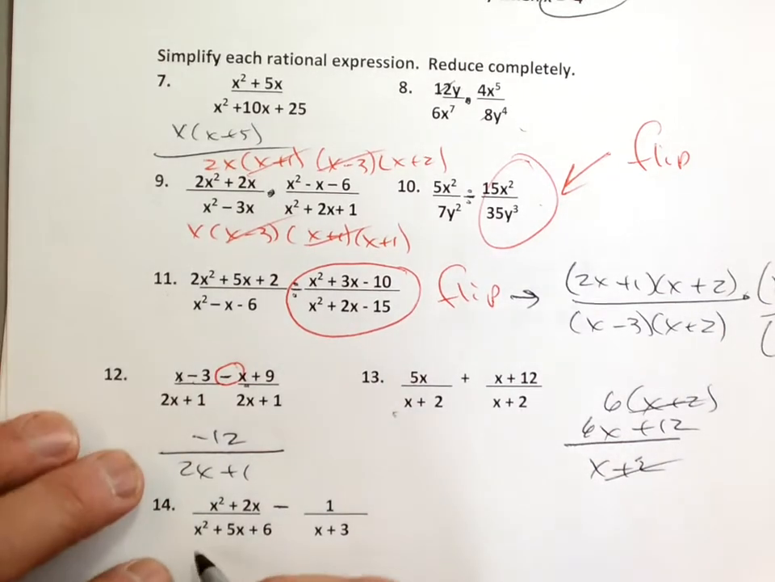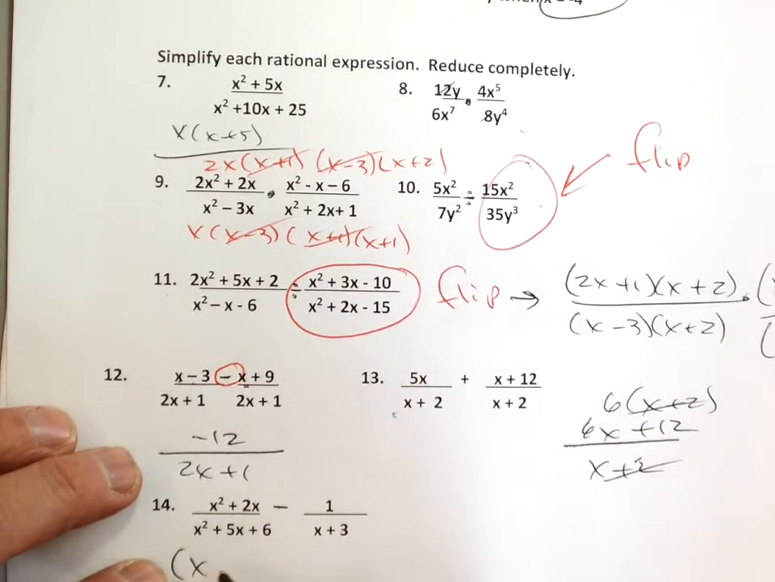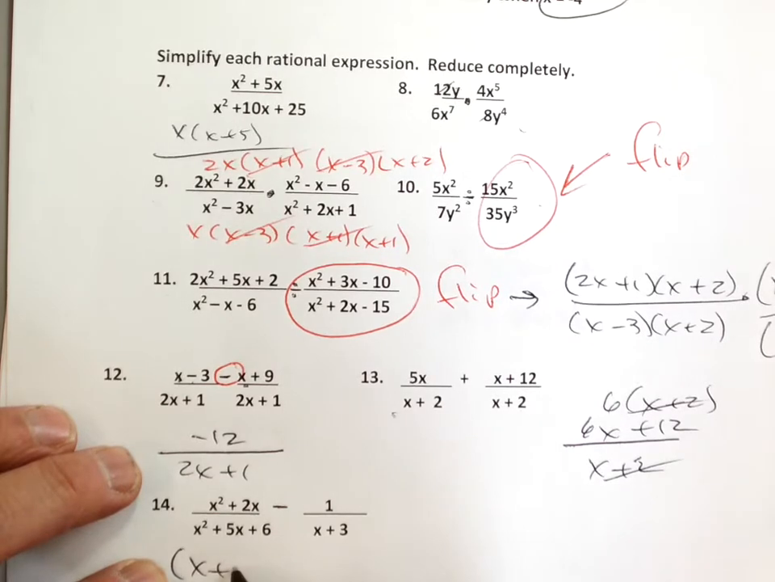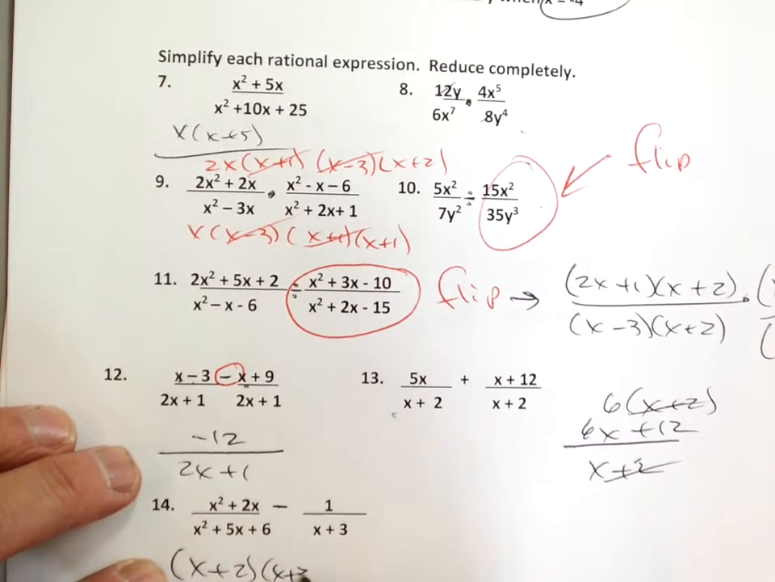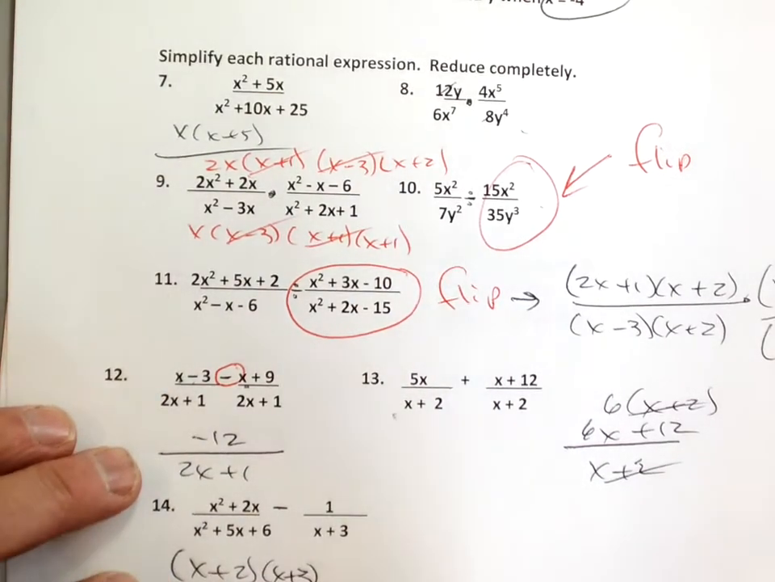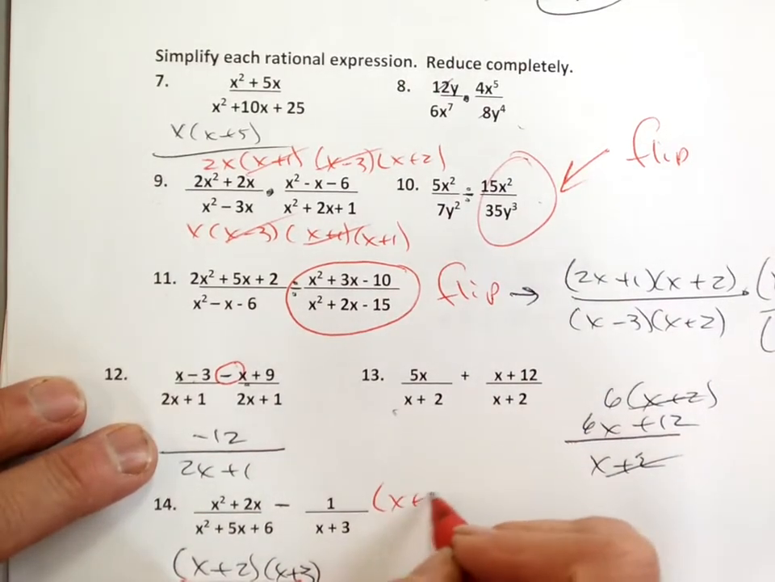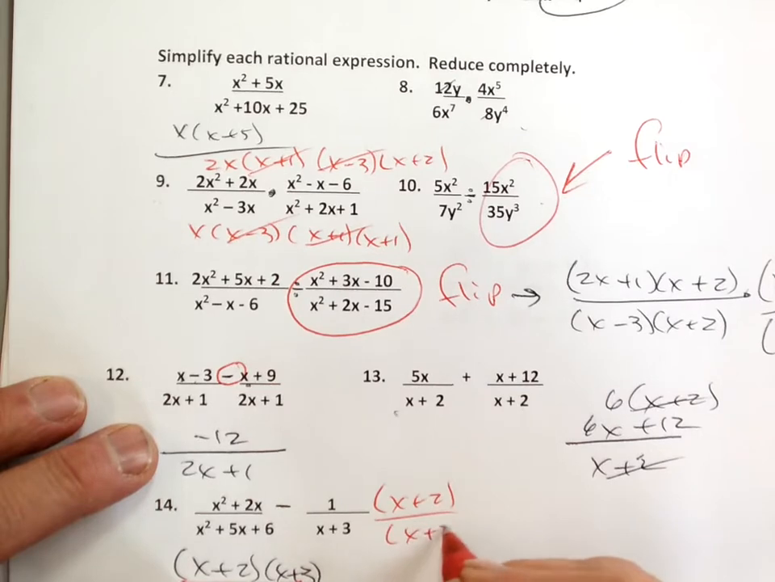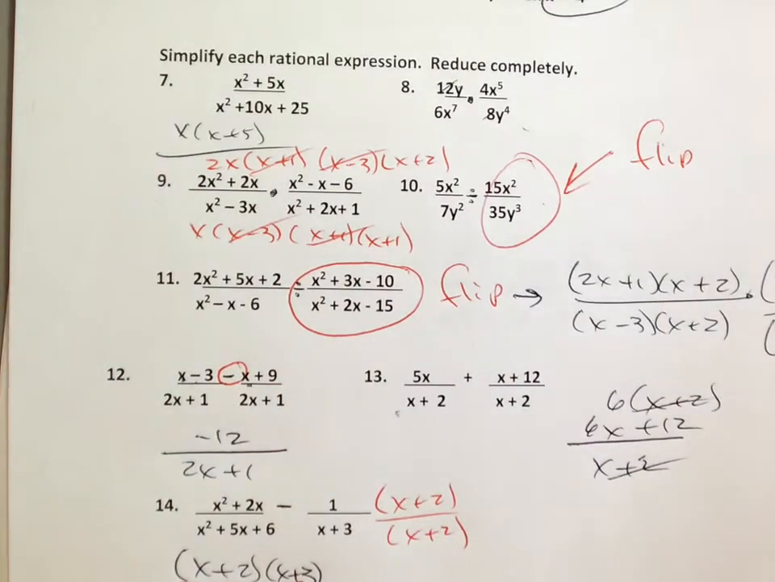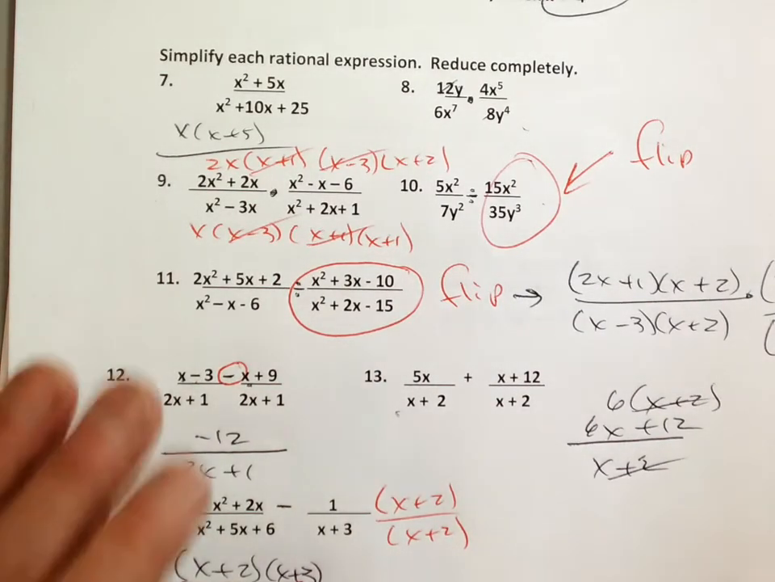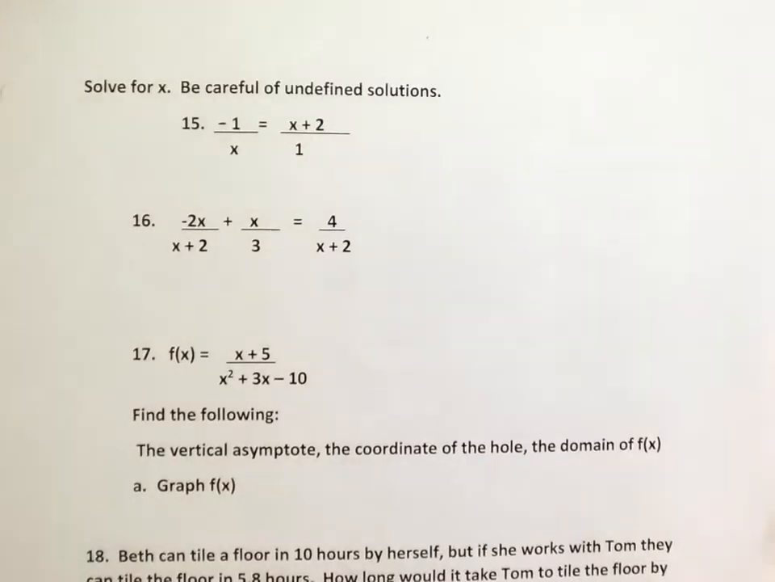14, if I factor this, x plus 2x plus 3, then my common denominator is that, so I'm going to multiply this one by an x plus 2, x plus 2. Okay, go ahead and multiply it through and then subtract, okay, because that's your common denominator, okay? On the second page, cross multiply, right?